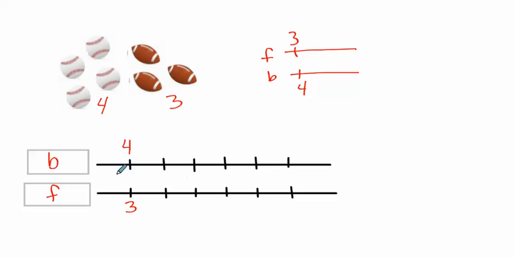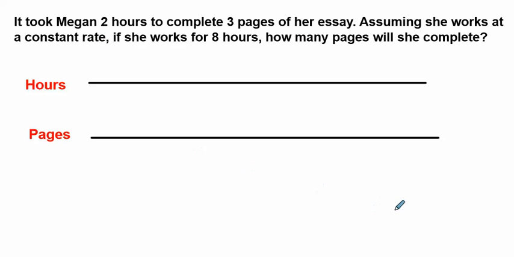Okay. So again, I'm just going to build out my ratio table. So these are my multiples of 4, so 4, 8, 12, 16, 20, 24, and 3, 6, 9, 12, 15, 18. Okay? All right, so now let's do some where we'd have to answer some questions.